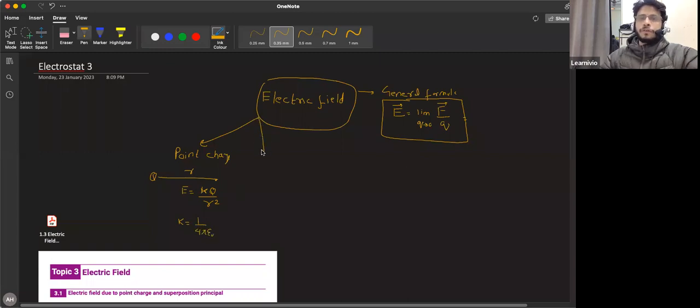We can have the electric field for a dipole also. In a dipole, further two points are important. One is the axial line, another is the equatorial line.